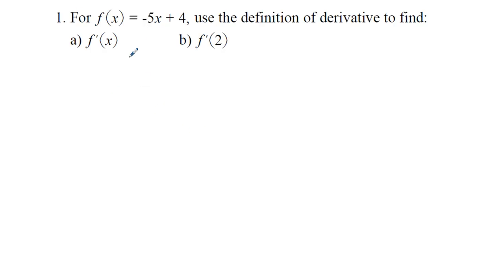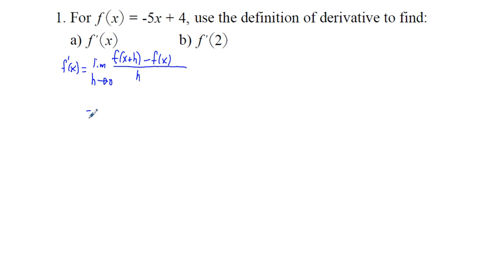1. For f of x equals negative 5x plus 4, use the definition of derivative to find a, f prime of x. So according to the definition of derivative, f prime of x is equal to the limit as h approaches 0 of f of x plus h minus f of x over h.